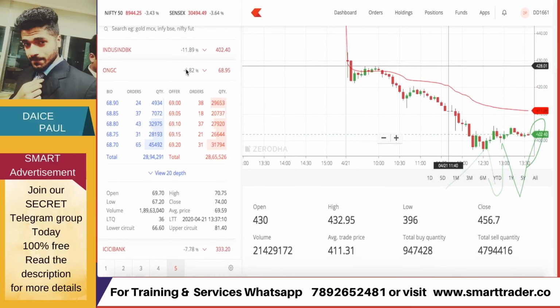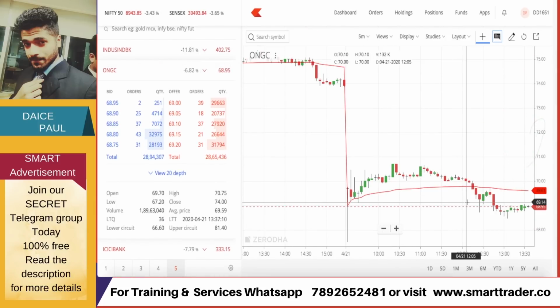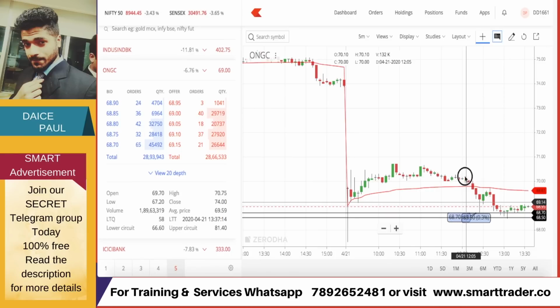Now in terms of ONGC, we got a signal post 12 o'clock, but we were still able to manage to book 0.3% over here. But anyways, this is how we can use it. So a few rules which you have to remember.